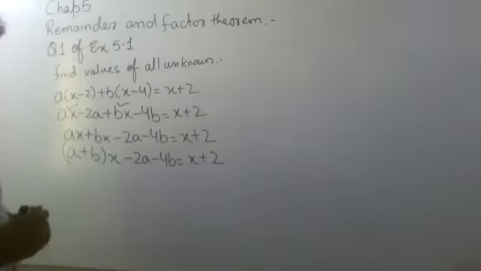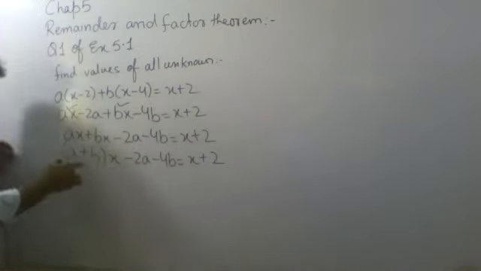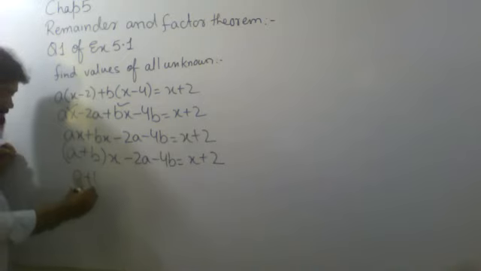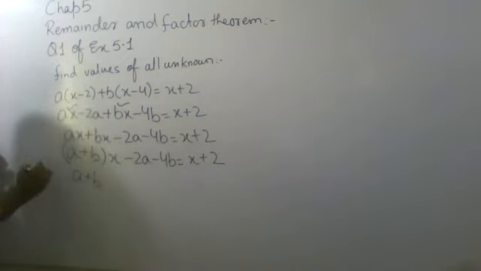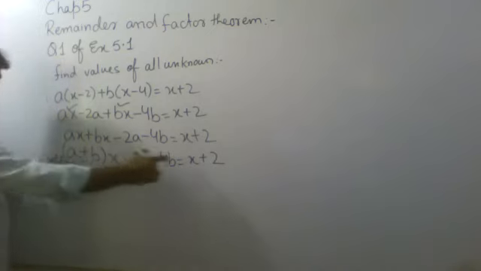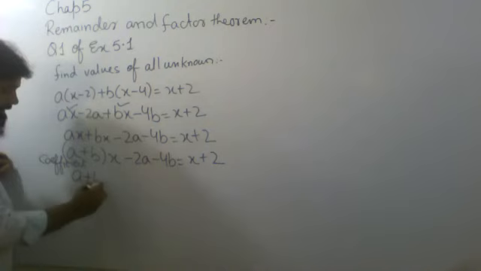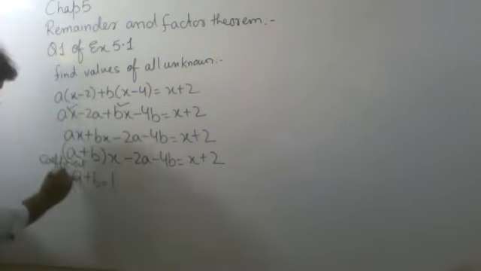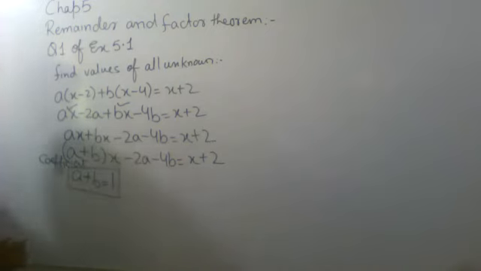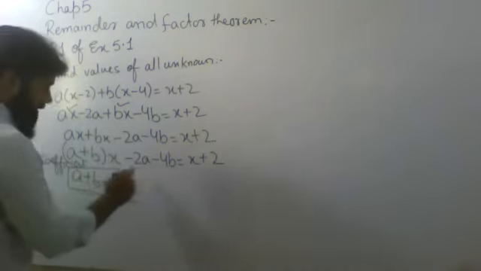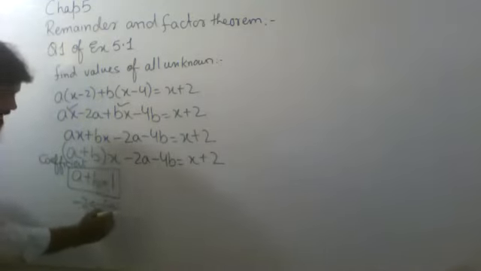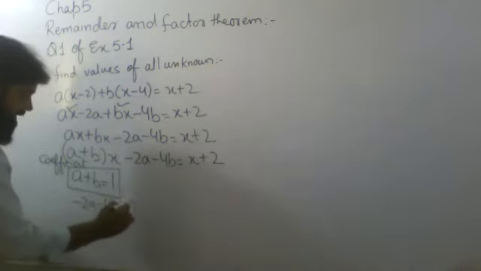So what I'm going to do? The coefficient of x on this side is what? It's a plus b. And what is the coefficient of x over here? That is 1. I can't solve it further, so I'm just leaving it like that. Coming to constant, what is the constant over here? Minus 2a minus 4b. And what is the constant on this side?